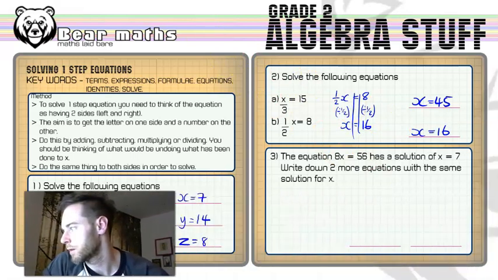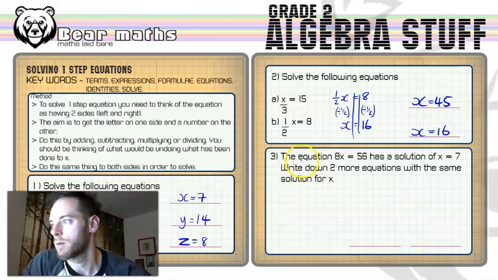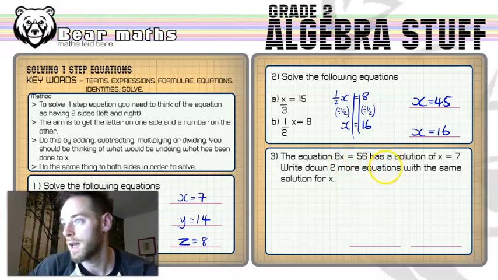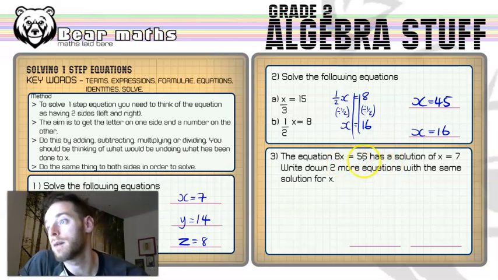And I'm going to move myself over, and we're going to look at question number 3. Now, the equation 8x equals 56 has a solution of x equals 7. And if we were going to solve that, that's what we would get, because you divide both sides by 8, you get x equals 7. I've got to write down 2 more equations with the same solution for x.